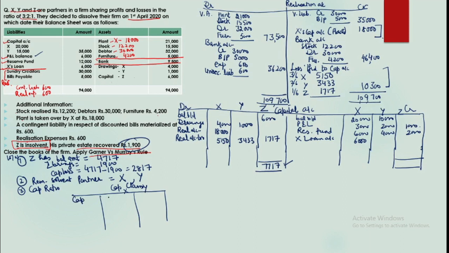So they have the capital of 20,000, 15,000. They have P&L balance of how much? 3,000 and 2,000. You have reserve here 6,000 and 4,000. Okay, loan will not be considered because it is not capital. Drawings 4,000 and 1,000. So on the other side we have drawings. So if you have any loss, accumulated expenses, these will also be considered. So how much is the capital claim?